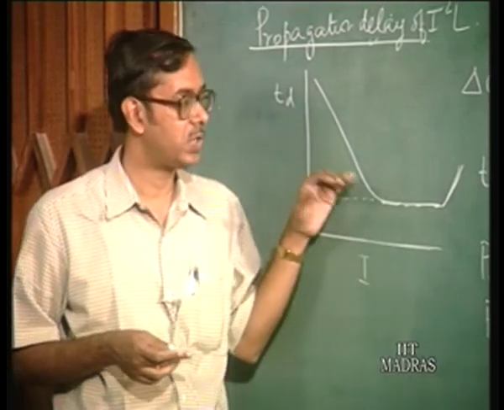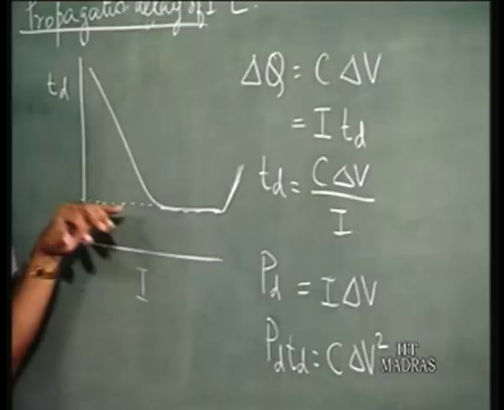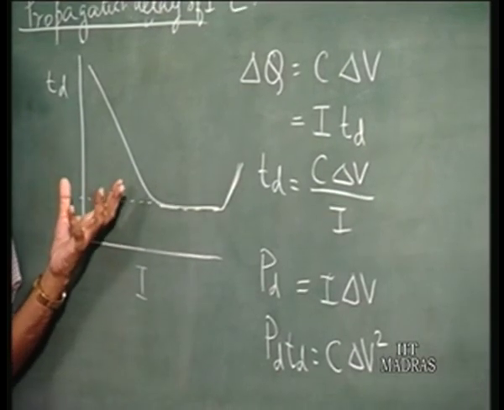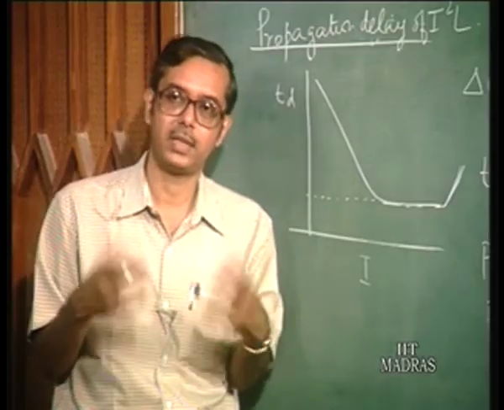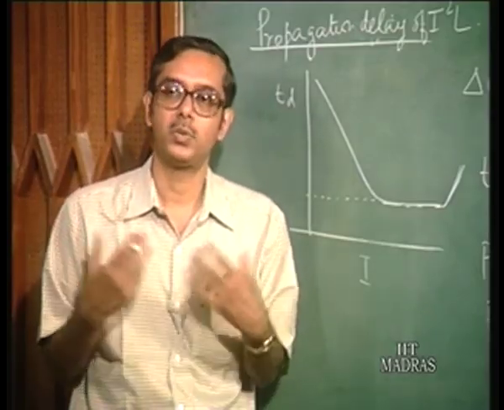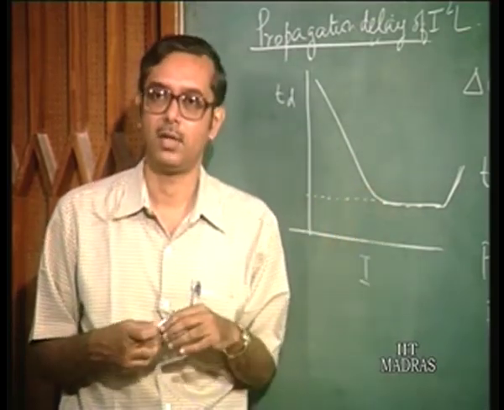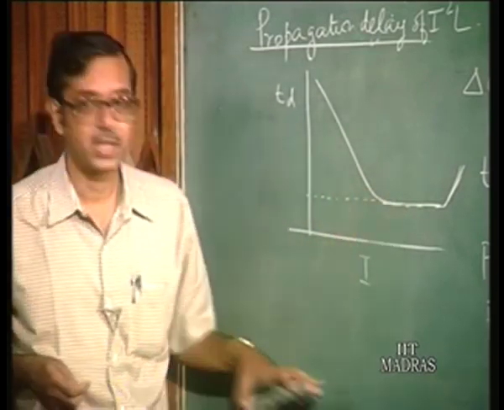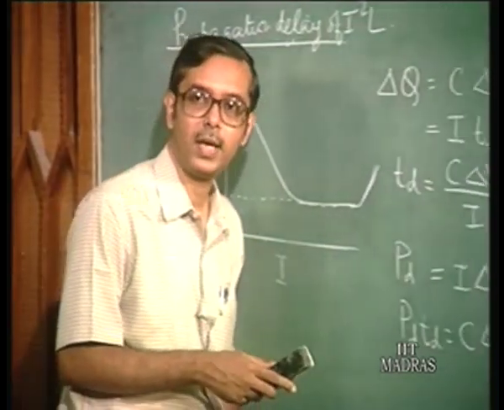So, we shall go back to the I squared L structure and now look at some modifications of the structure which have taken place from the technology point of view in order to improve this aspect, that is the propagation delay of the I squared L cell.